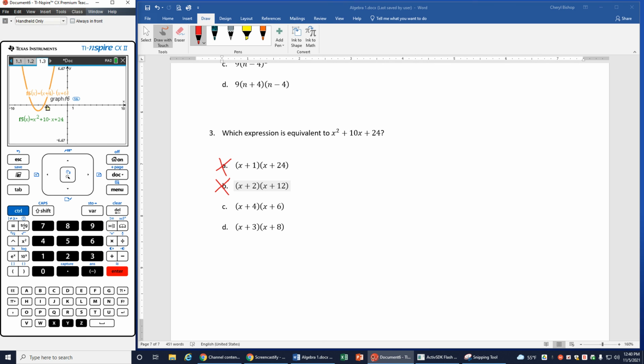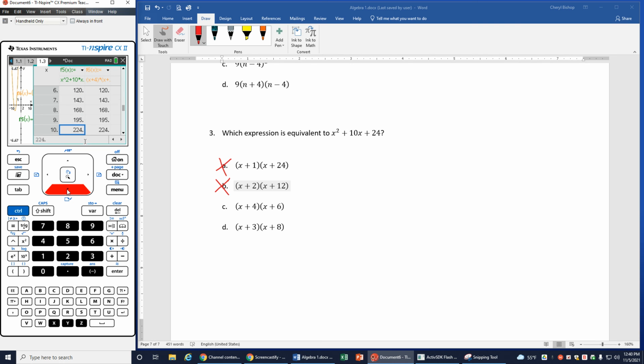There we go. Now that orange graph moved right on top of that green graph. I can't even see the green graph anymore. You can check by looking at your table that those two really do match everywhere I look. Everywhere I look, my y values will have the same answers because these two expressions are equivalent. They are equal to each other. So my correct answer for 3 is C.